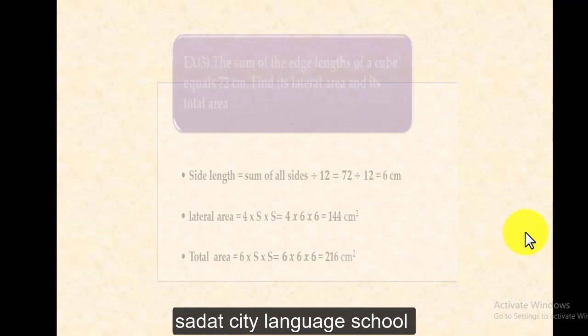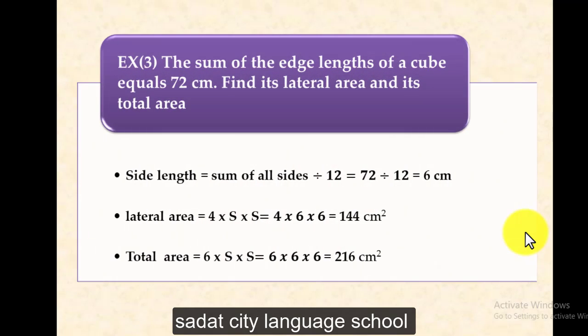Exercise number 3. The sum of all edges of a cube is 72 centimeters. Find its lateral area and its total area. To find the lateral area and the total area, we must have the side length. Here he gives the side length? No, here he gives the sum of all edges. From the sum of all edges, can we find the side length? Yes. Side length equals the sum of all edges divided by 12. 72 divided by 12 equals 6 centimeters.